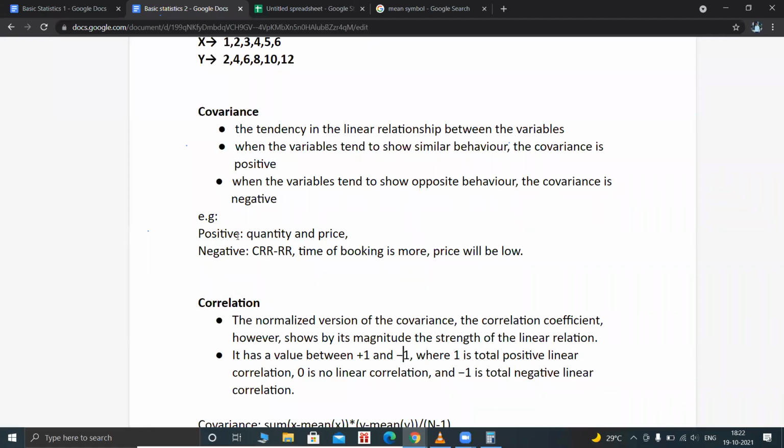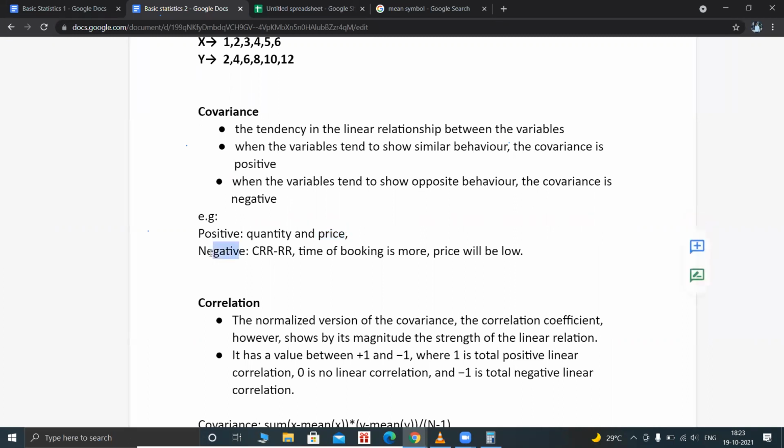Yes, see, the examples: when I increase my quantity, the price also increases, right? For example, if you go to a supermarket or any shop and buy one product, the cost is around 10. If you add two quantities, then the price will become 20, right? So that is quantity and price.